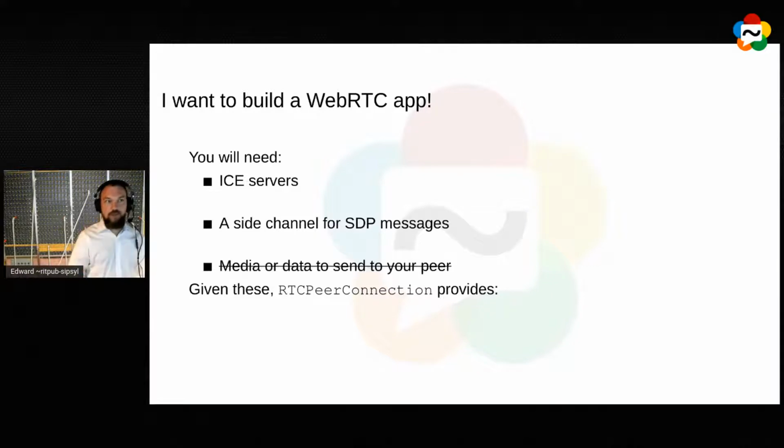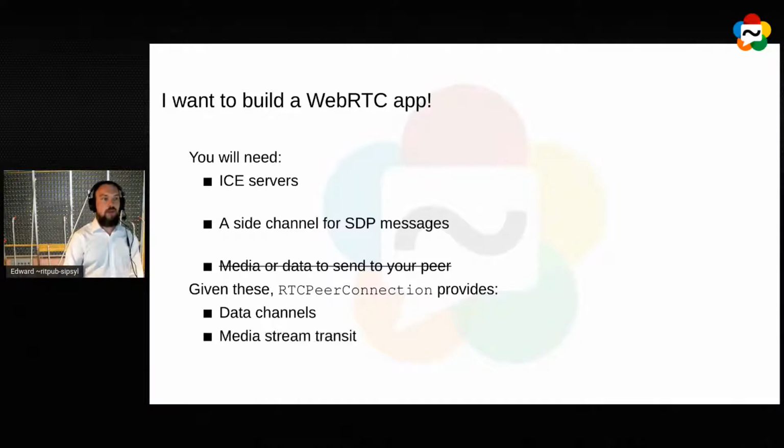If you have all these things, then the RTC peer connection interface, which is the main entry point into the WebRTC API, will give you data channels that you can send messages back and forth on, and it will give you media stream transit. So you can get a hold of a media stream object in JavaScript from your webcam or from somewhere else, hook it to RTC peer connection, and send it to your peer. And then your peer will have a media stream on the other end.